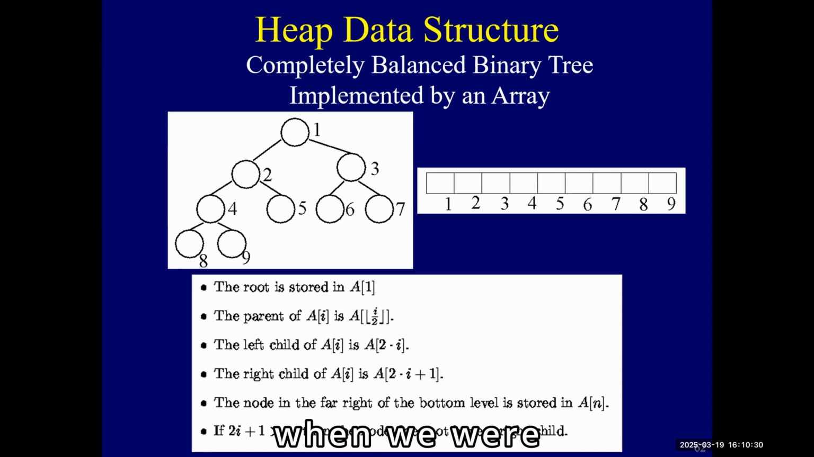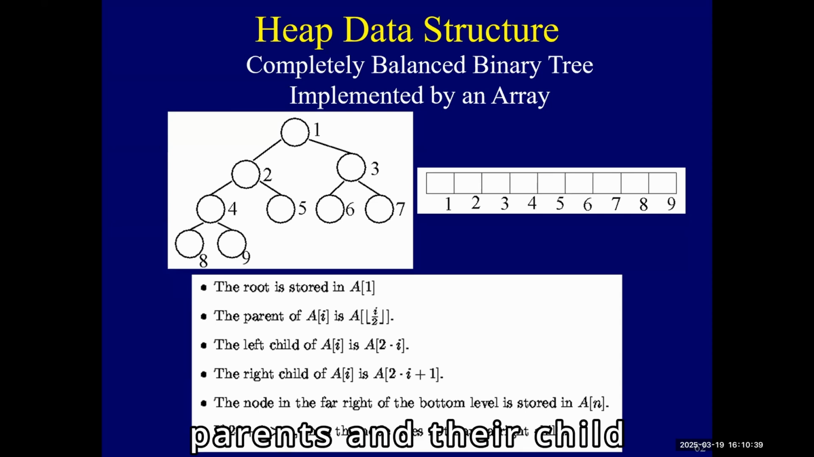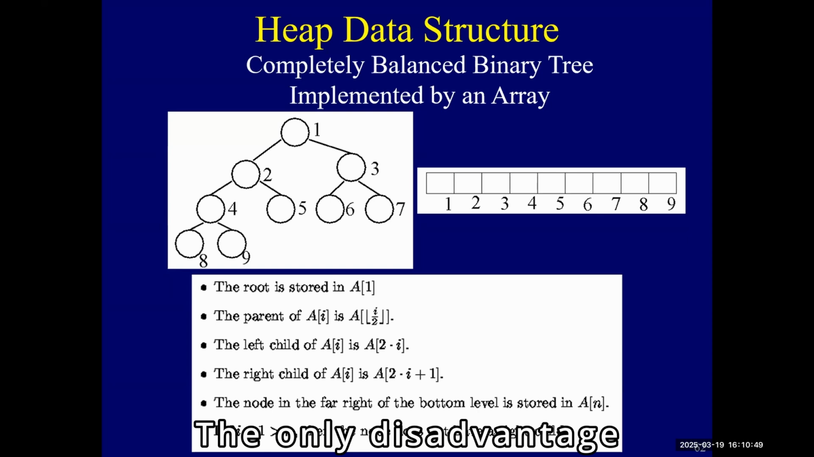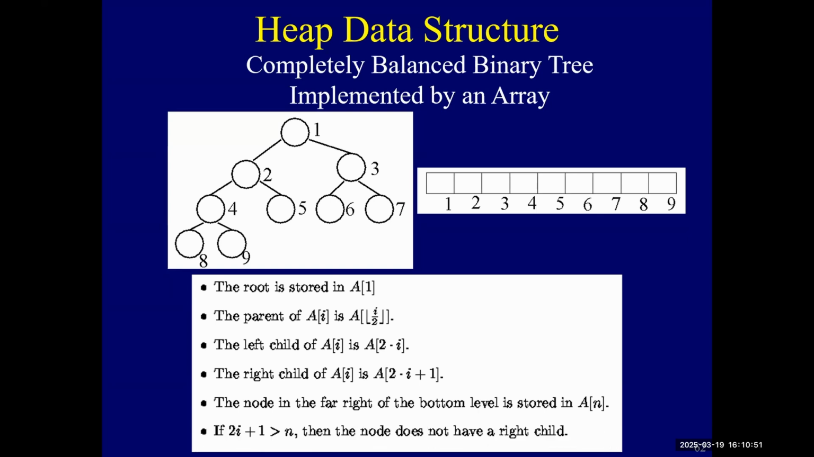So, when we were doing binary trees using pointers, what did we have to know? We have to know, given somebody, how do you find their parent and their child? And how do you know if you have a child? And we're able to do all of those things. The only disadvantage of this over pointers is this is perfectly balanced. If you inserted something, there's no wiggle room to move it around, right? Everybody good with this?